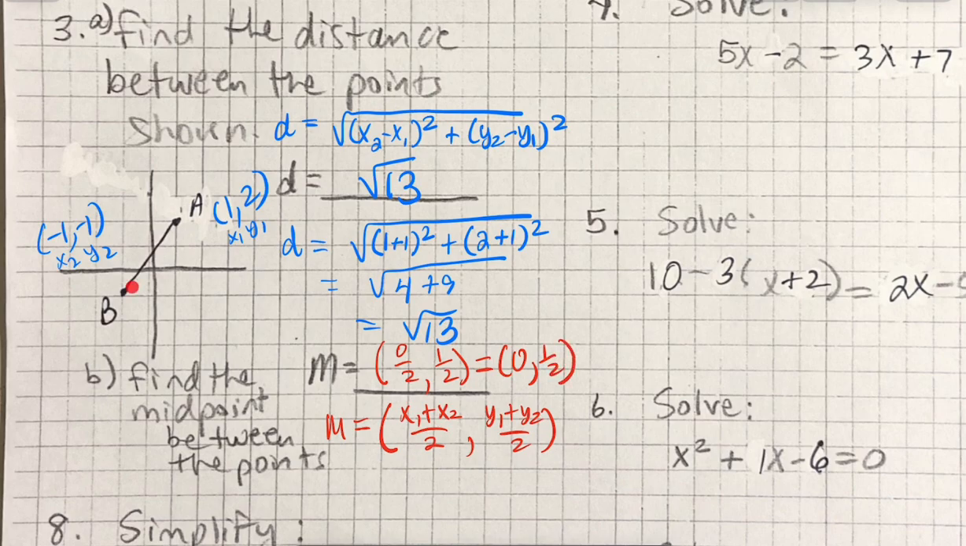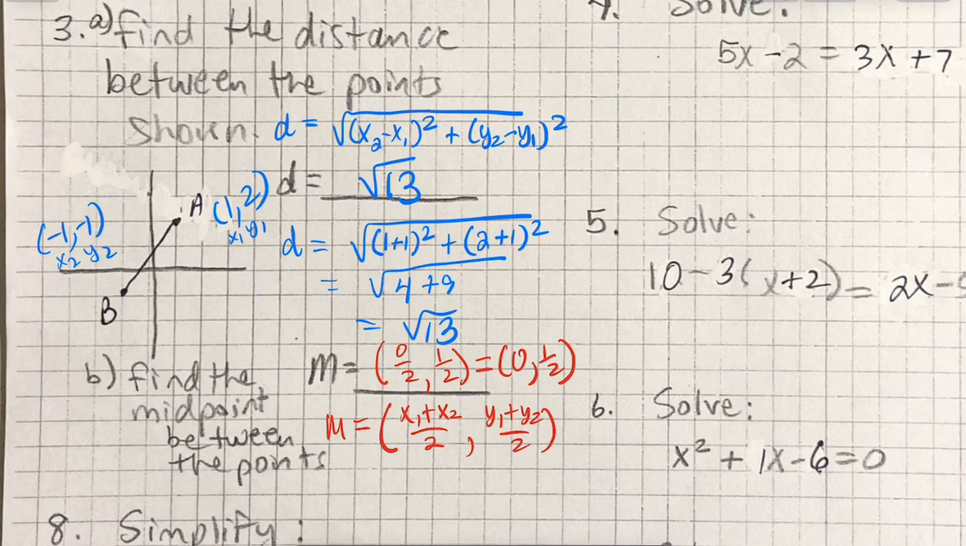Now, if I graph this little line segment correctly, if you go up to 0, 1/2, it should look and appear as if it is the halfway point. Okay? Are there any questions about our distance or our midpoint formulas? So make sure you know those formulas. That will be on part 1 of the test.